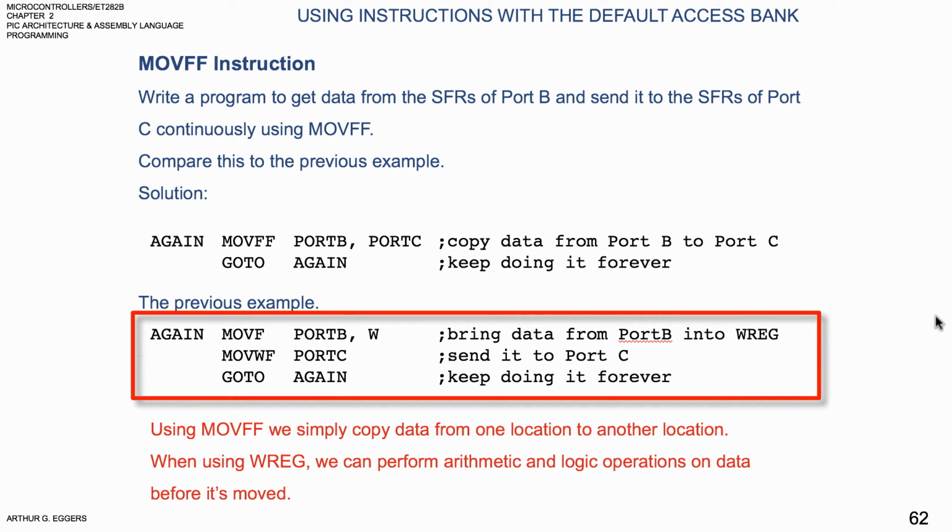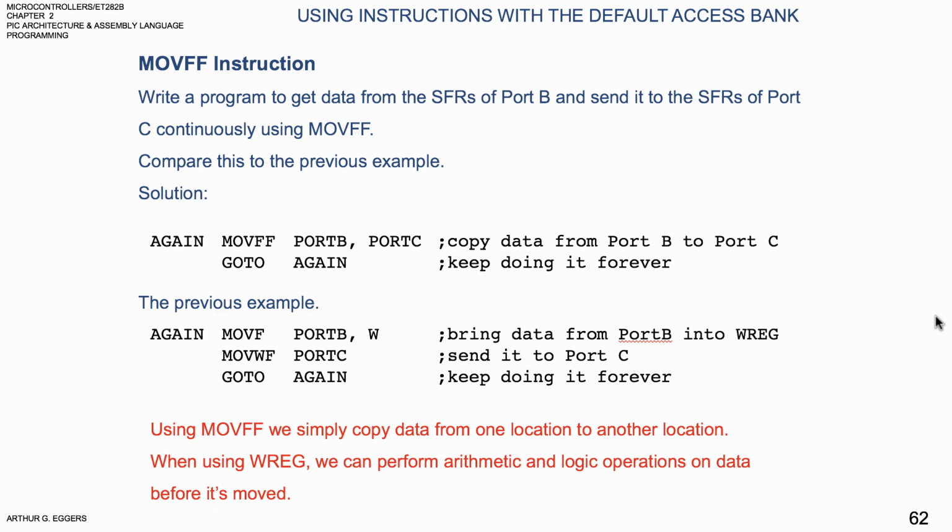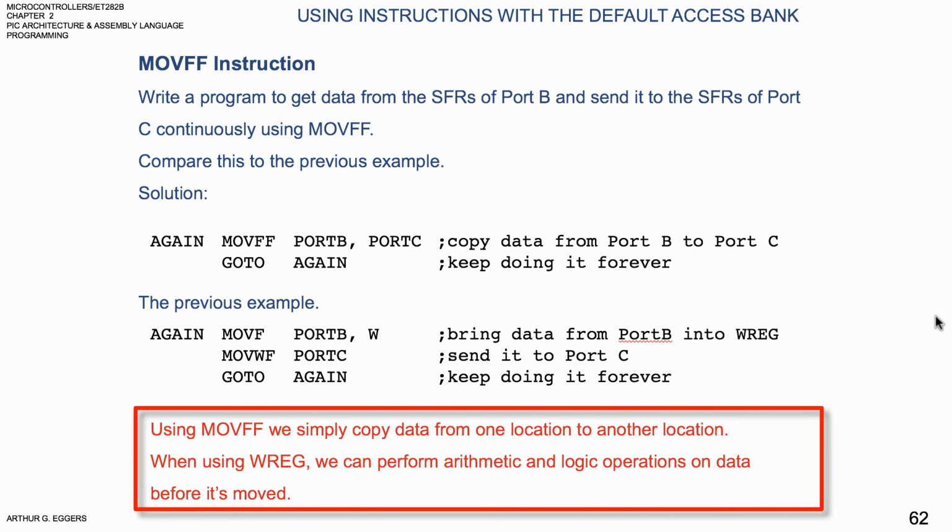In our previous example, the AGAIN line used a MOVF. We only had the arguments of port B and W, where we brought the data from port B, the I/O port, into the working register. Then we used the MOVWF, where we moved the data from the working register to some file register, in this case port C. The GOTO statement tells us to go to the line named AGAIN and do it over and over again.